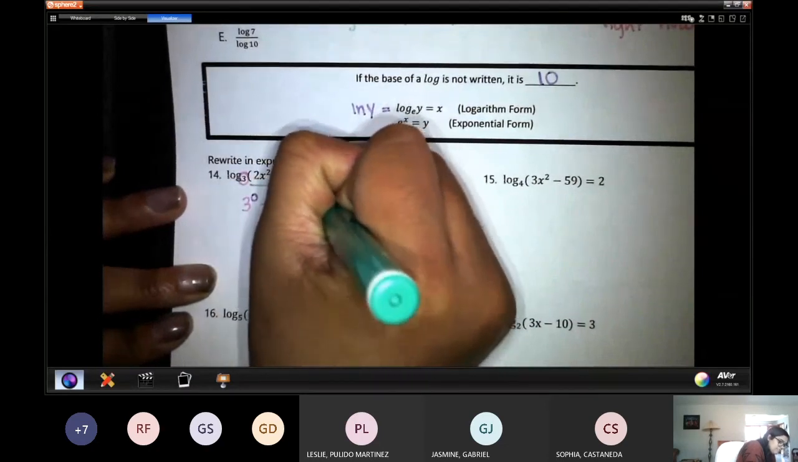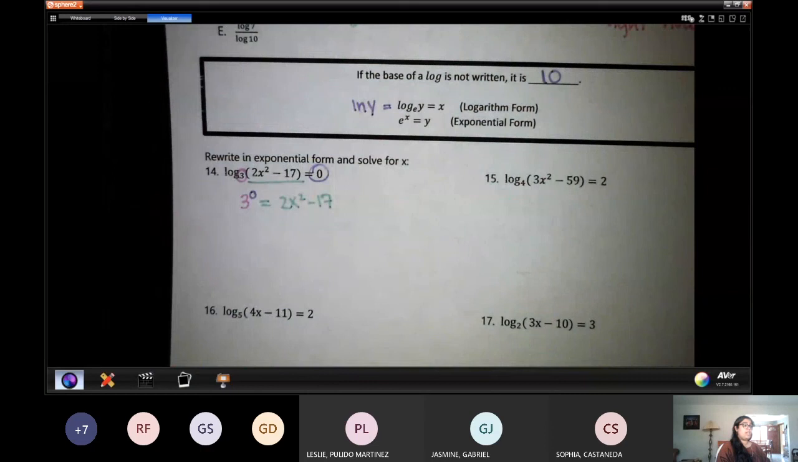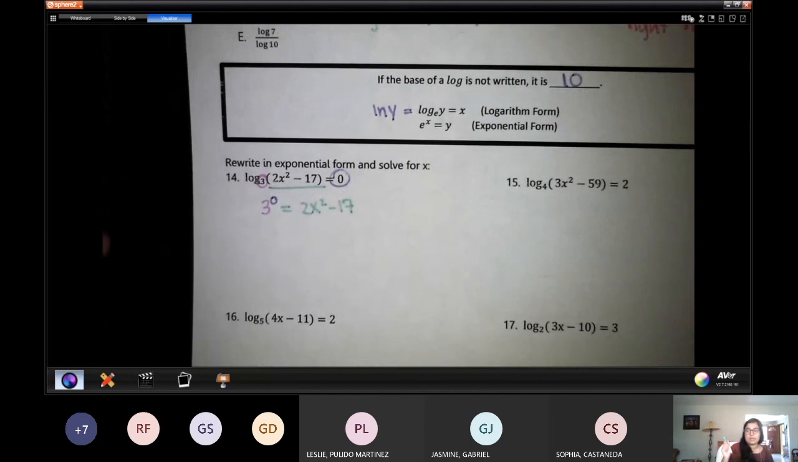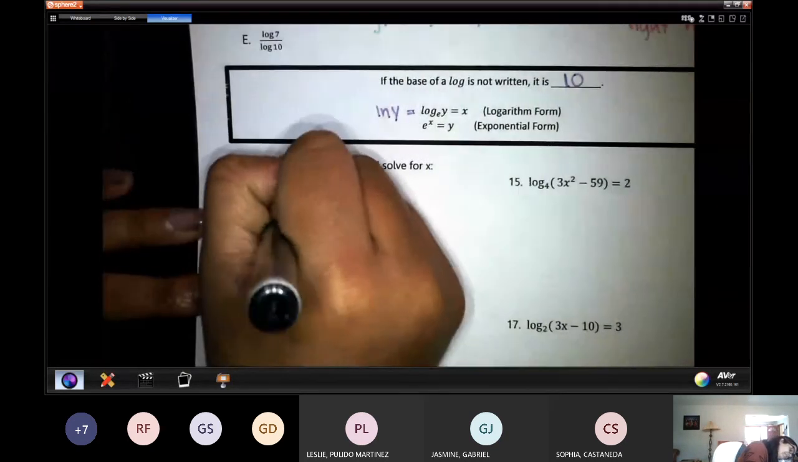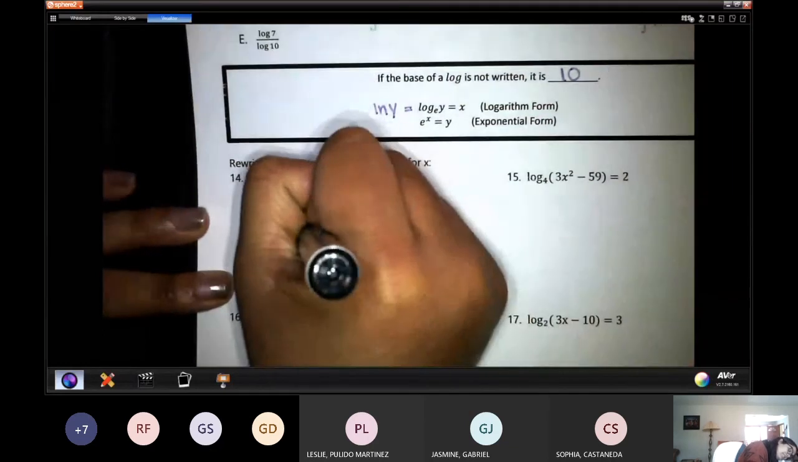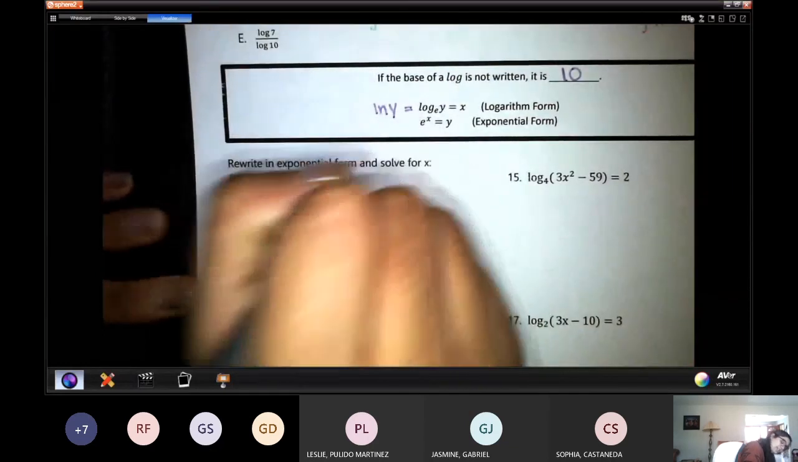So it's just converting from logarithmic to exponential, which y'all should have practiced a lot with the Khan Academy. And then from here, we just need to solve this. And we know how to solve this. What's anything to the 0 power? 1. Very good. So anything to the 0 power is 1. So we get 1 equals 2x squared minus 17.